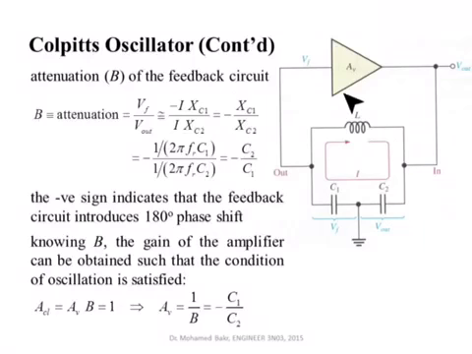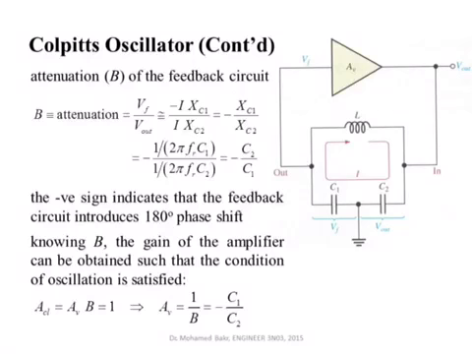So if this amplifier gives, say, a gain of minus 10, then I would like this attenuation ratio to be equal to minus 0.1. So C2 will have to be equal to 0.1 the value of C1. Okay? If this gives you a gain of minus 10, I have to have an attenuation of minus 0.1, so that the product of AV and B is equal to 1. Then the input creates the output, and the output creates the input.